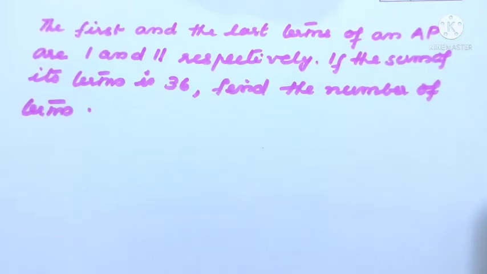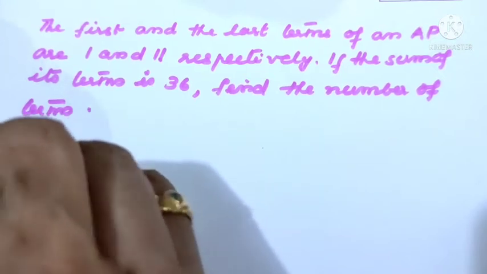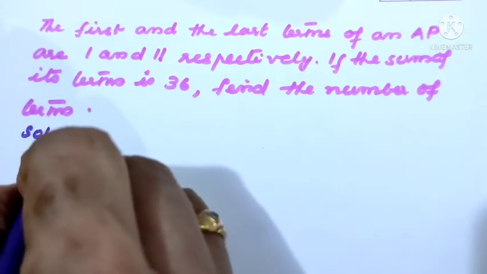The first and the last term of an AP are 1 and 11 respectively. If the sum of its terms is 36, then find the number of terms. So how many terms are there? We don't know. We have to solve for n. Solve for n only. Solution.